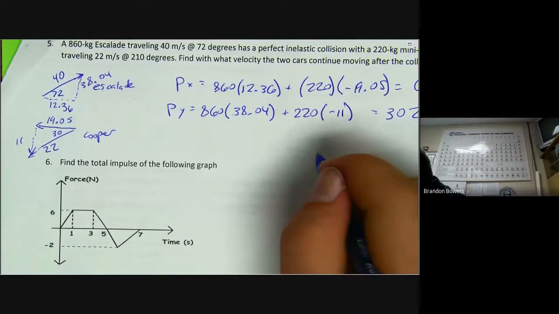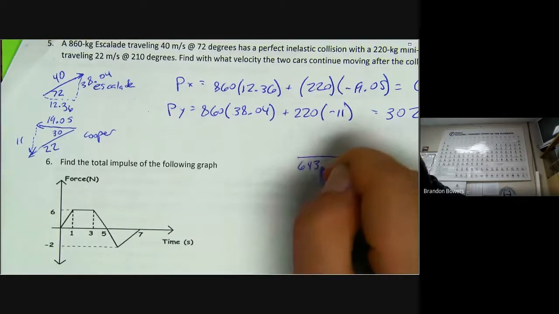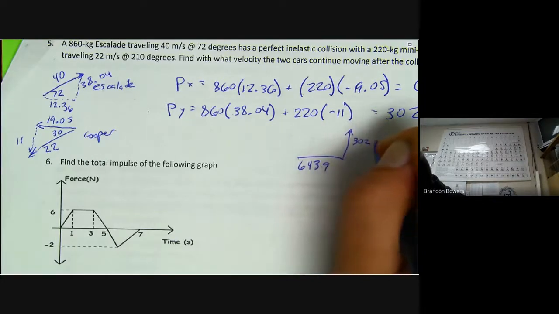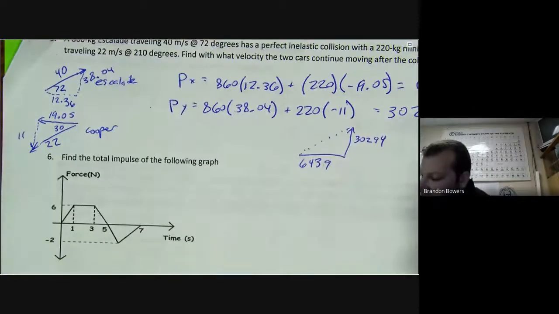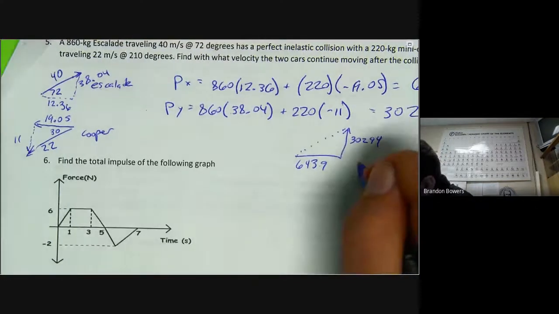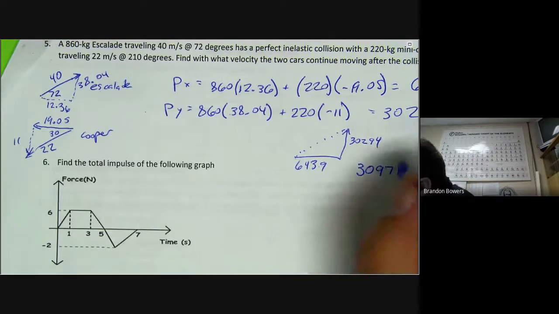Okay, so we have our total x, which is 6,439. We have our total y, which is 30,294. So you have to find the hypotenuse, using a squared plus b squared equals c squared. The hypotenuse actually got to be about 30,971. Okay, so that is the final momentum.